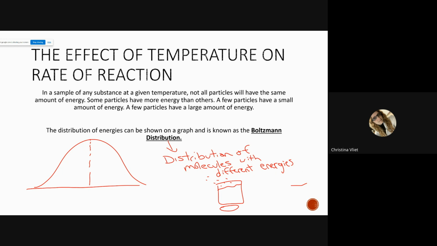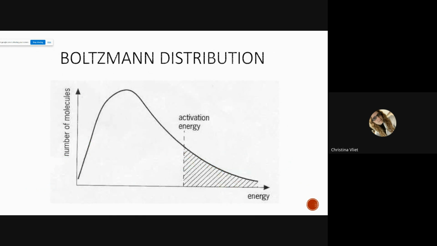And so the distribution you'll see looks more like this. Let's see if we can understand it. This is called a Boltzmann distribution. Boltzmann, of course, these things are named for the scientists that came up with the theory. It shows the number of molecules versus the amount of energy in a chemical reaction. And you've got a really important point here called the EA.